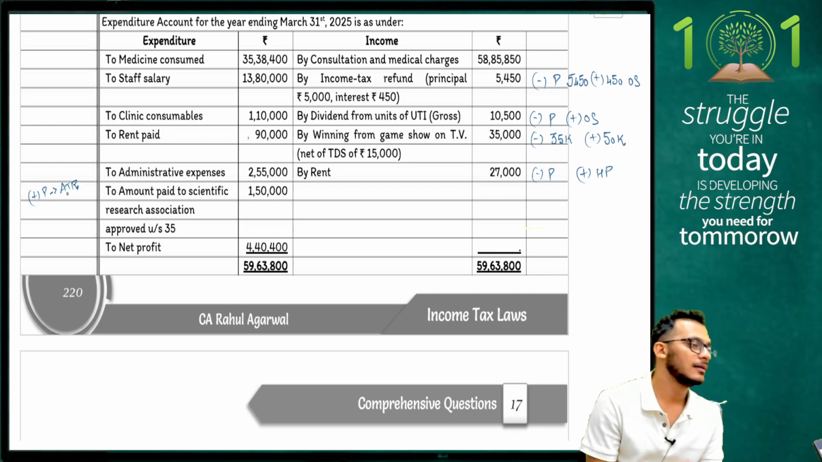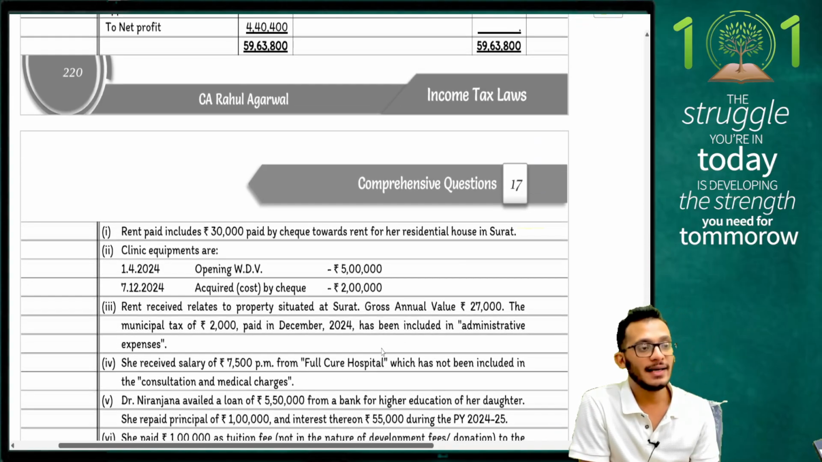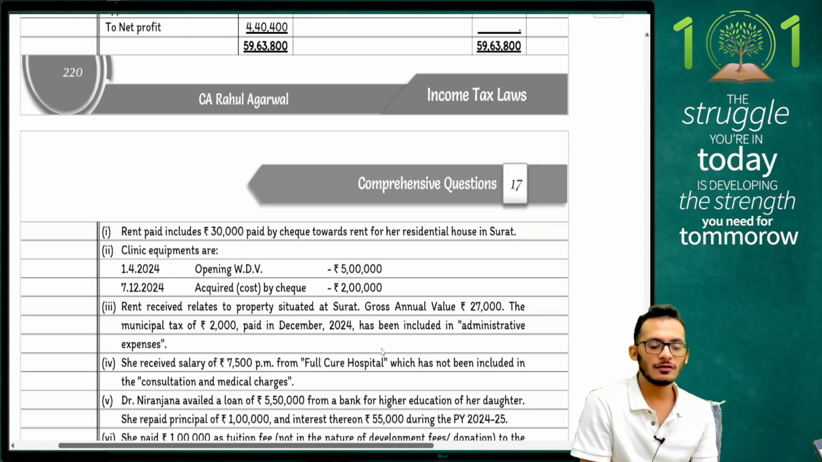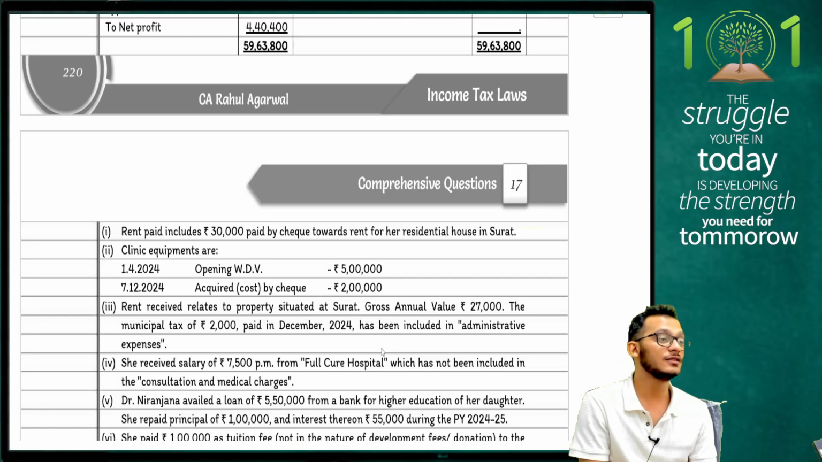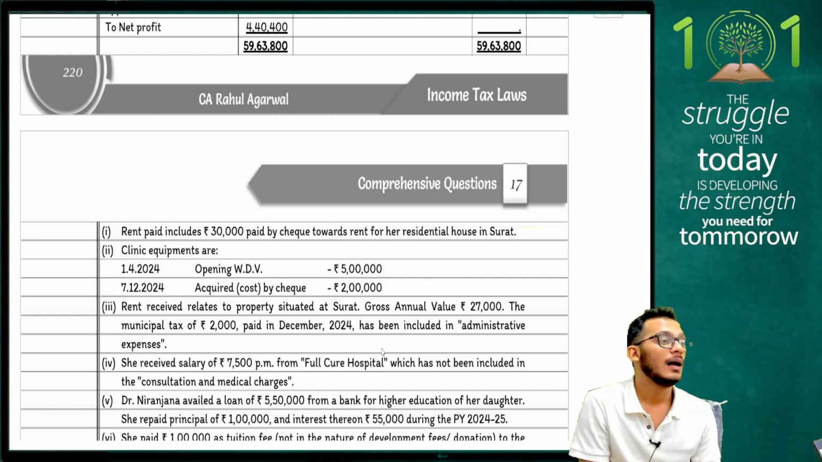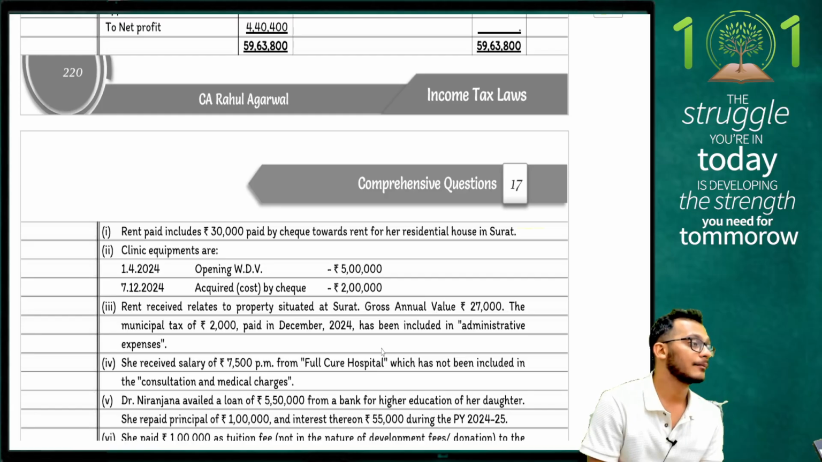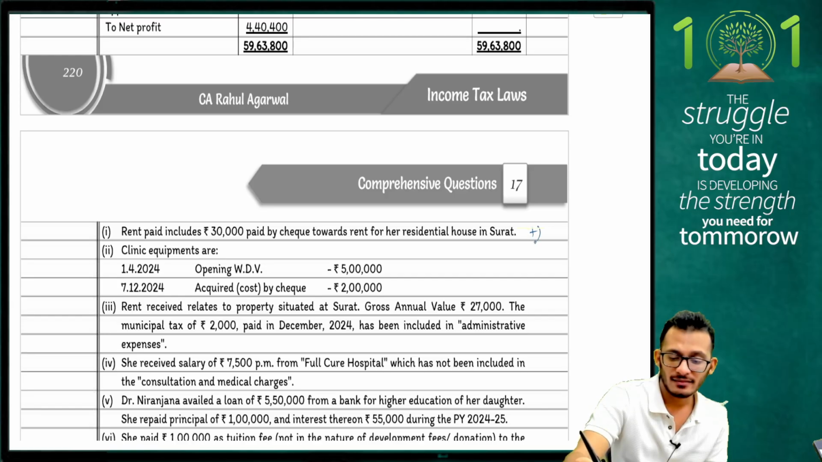Can we check the table? Yes, let's check the additional information. The additional information says rent paid includes 30,000 rupees which is paid by cheque towards rent for her residential house in Surat. Which means I have now paid rent for my personal reasons. Can I claim? No. Therefore, add back.